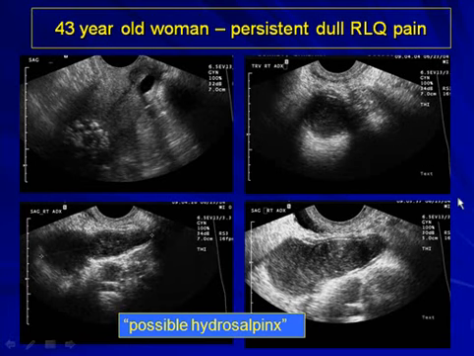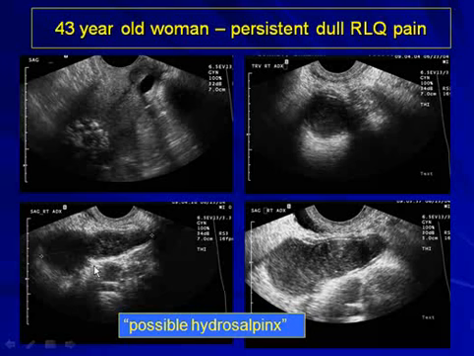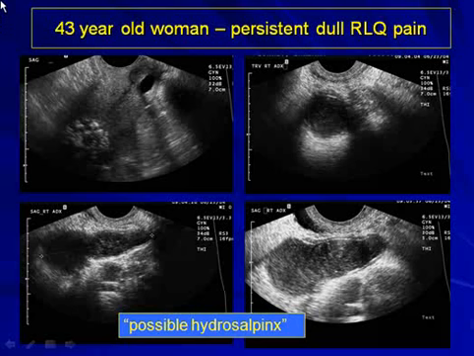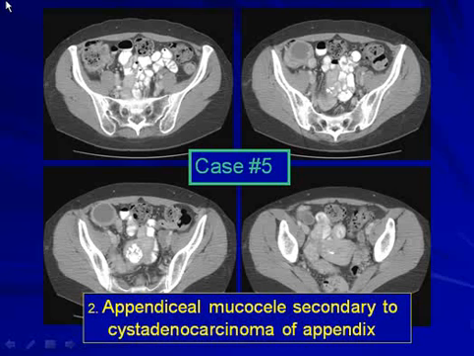This is an example of a woman with a persistent, dull right lower quadrant pain. Initial transvaginal sonography demonstrates calcification in a degenerated myoma, as well as in an Aboutian cyst. We see this tubular structure in the right adnexa. Here it is. This was considered a possible hydrosalpinx. She did not have signs of acute peritonitis, and she continued to complain and finally had a CT scan.